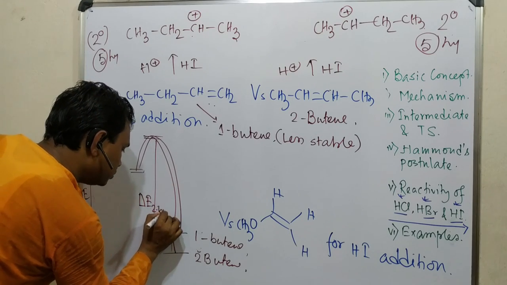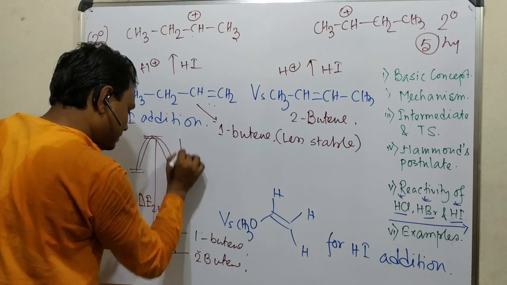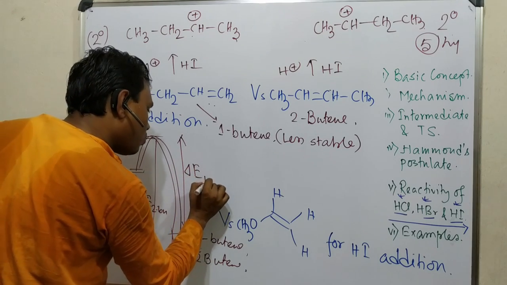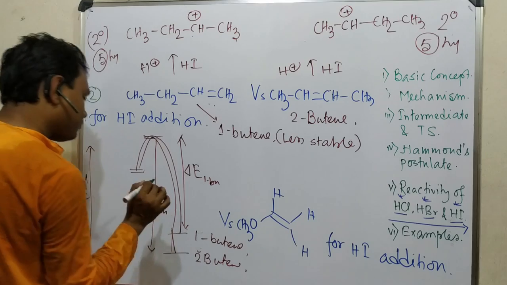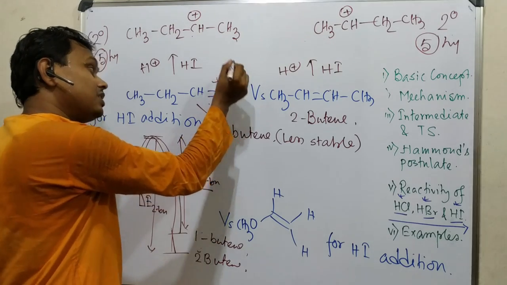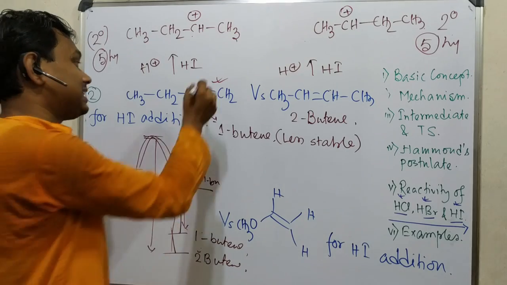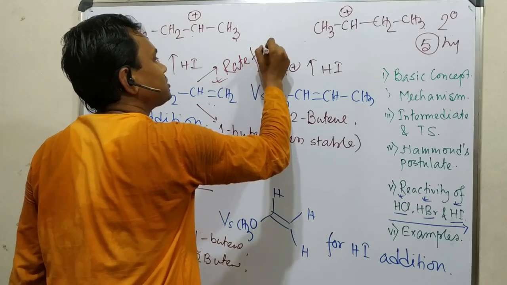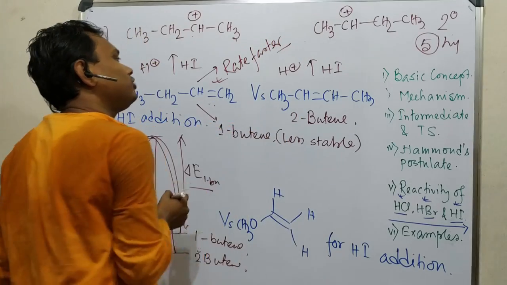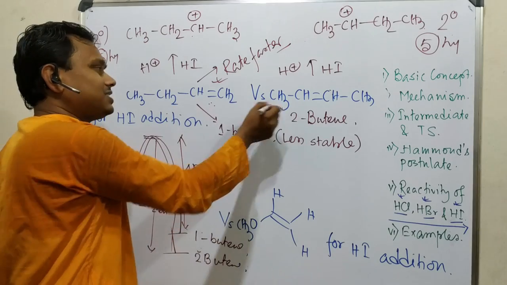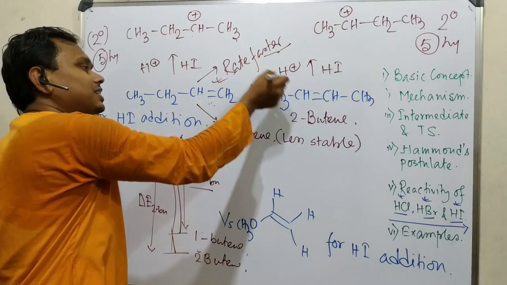Delta E for 2-butene is higher than this delta E for 1-butene. Fine. So, this means the energy of activation is lesser for this. As the energy of activation is lesser, the rate of reaction is faster. Consequently, this will react faster. So, in the question, this versus this, this will react faster compared to this.